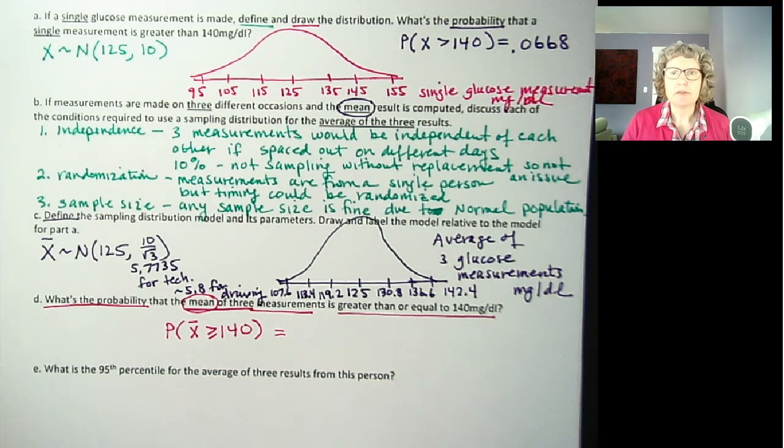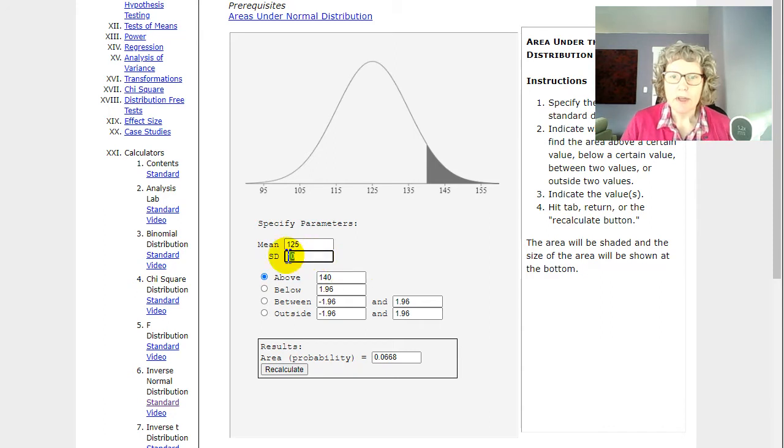Okay, so now let's switch over to online stat book, and all we have to do is change our standard deviation to 5.7735. Enter. And because we're actually finding the same probability, that all stayed the same. And notice how the picture changed. This should match our picture. They did use more decimal places. It's a little easier with technology. So that's great. More power to them.